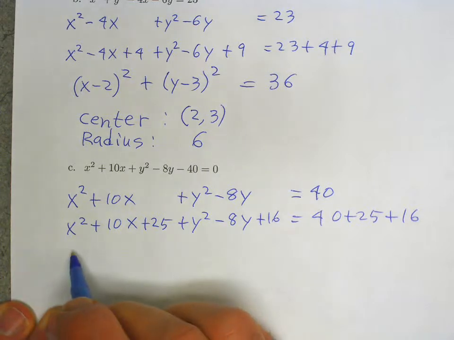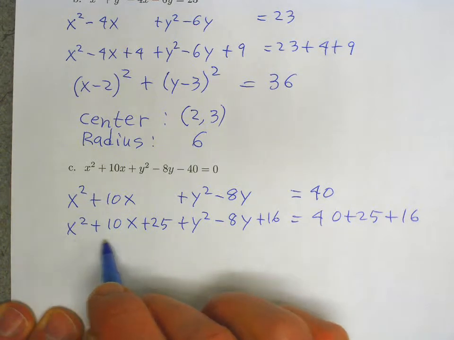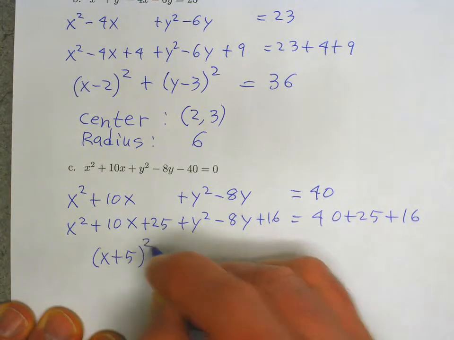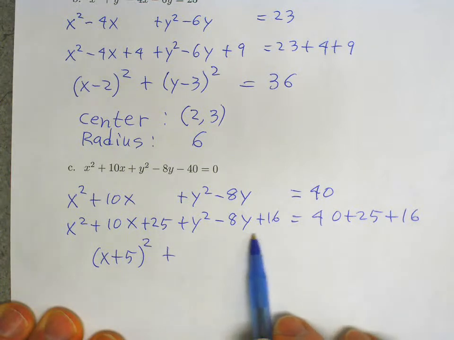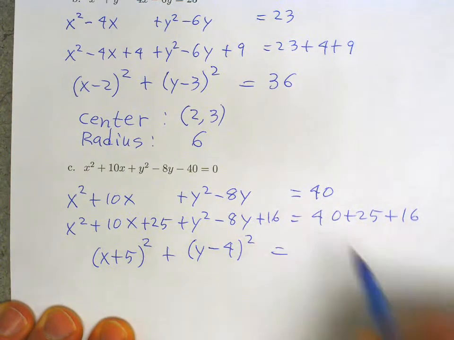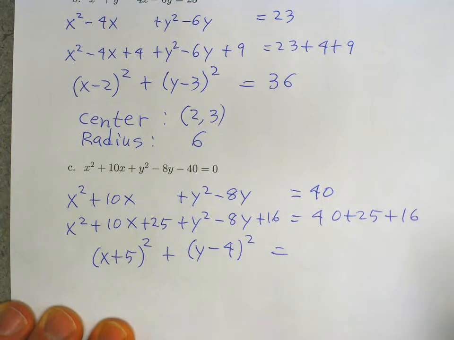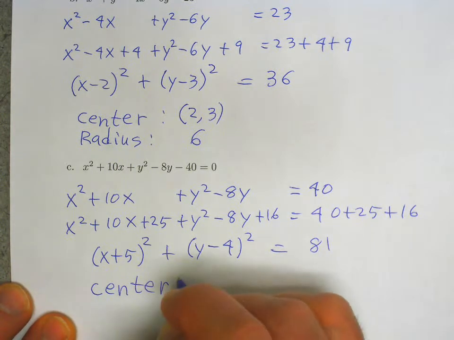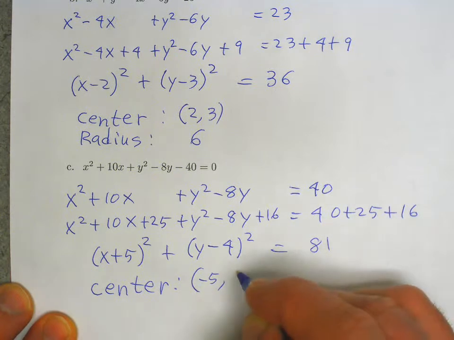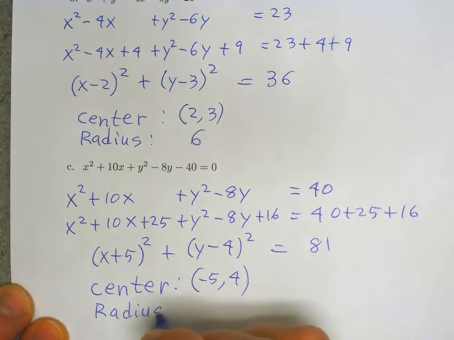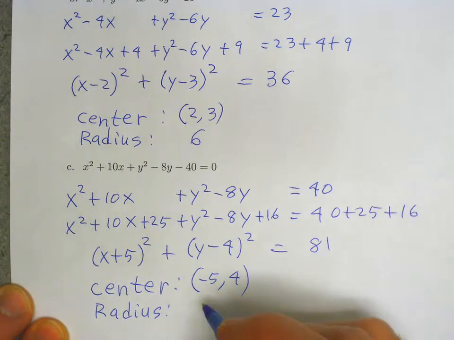And then the next step is the standard equation, x squared plus 10x plus 25, that's equal to the binomial x plus 5 squared. Y squared minus 8y plus 16, that's equal to the binomial y minus 4 squared. And then 40 plus 25 plus 16 is 81. So now we know the center. The center is -5 for x and +4 for y. And the radius is the positive square root of 81, which is +9.